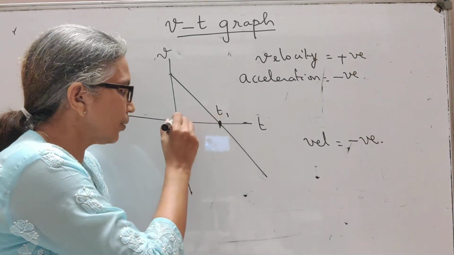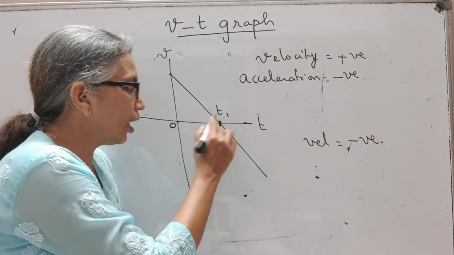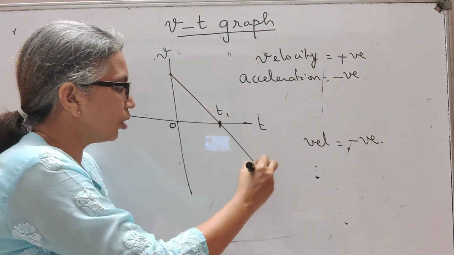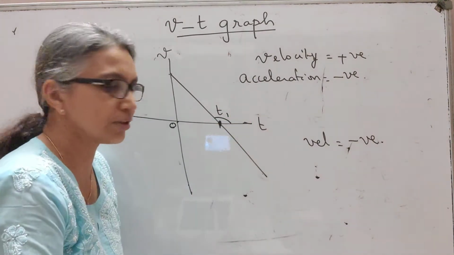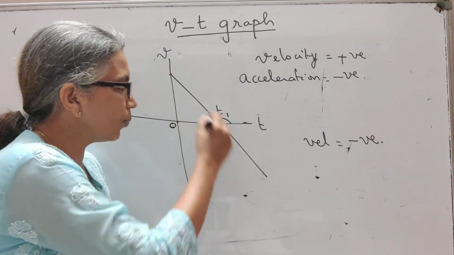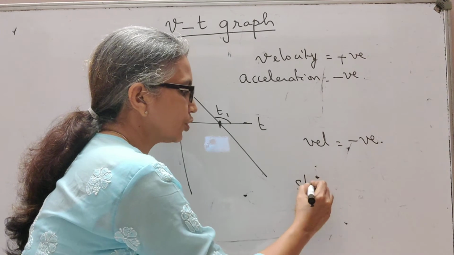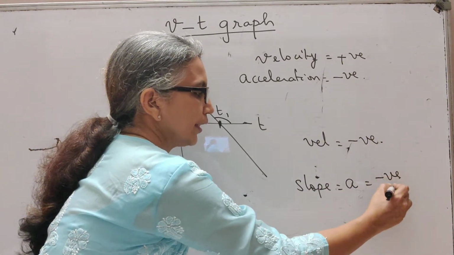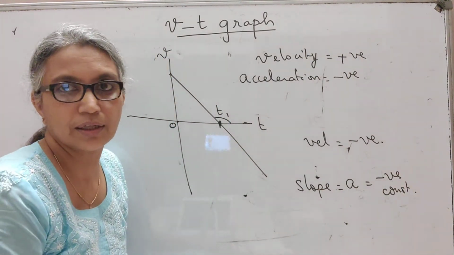So from 0 to t1, the body is traveling in the positive direction, and after t1, the body is traveling in the negative direction. But you will see throughout, it's got a negative slope, because the angle that the line makes with the positive x-axis throughout remains the same. So the slope of the line is negative and constant. That means the slope, which represents the acceleration, is constant and negative, because the slope of the line is not changing and it is negative.